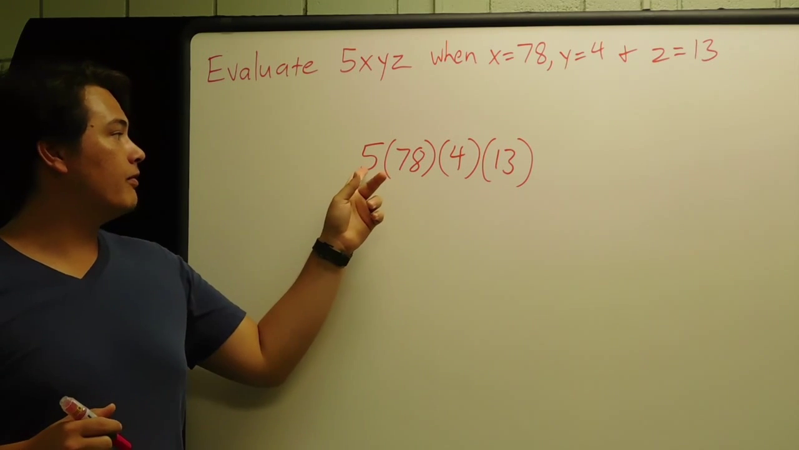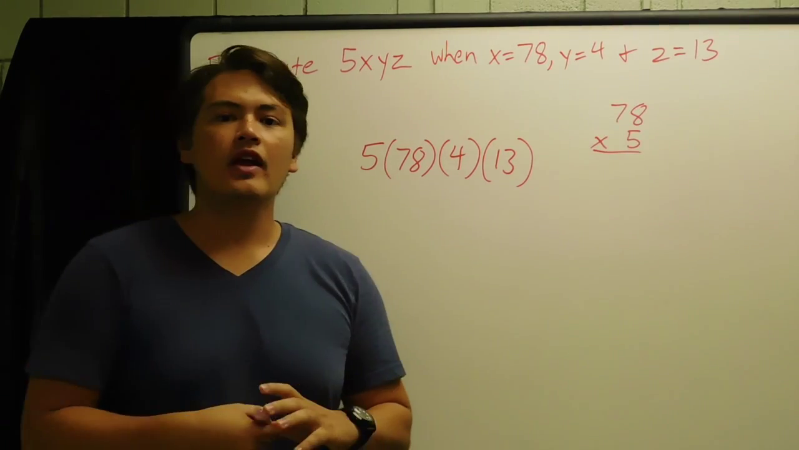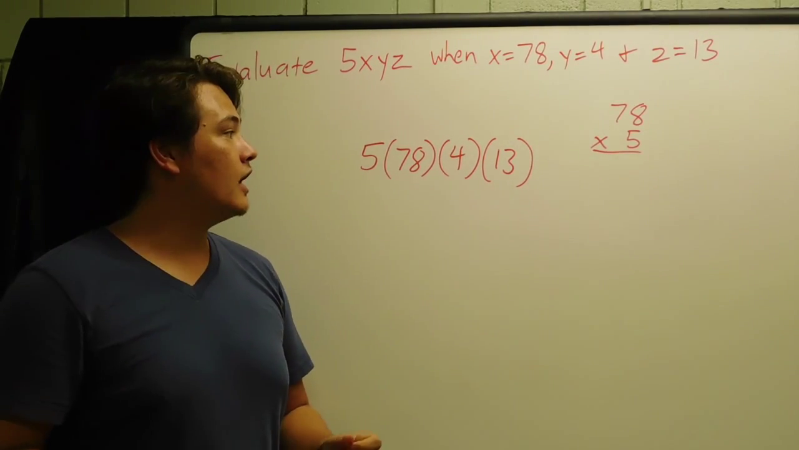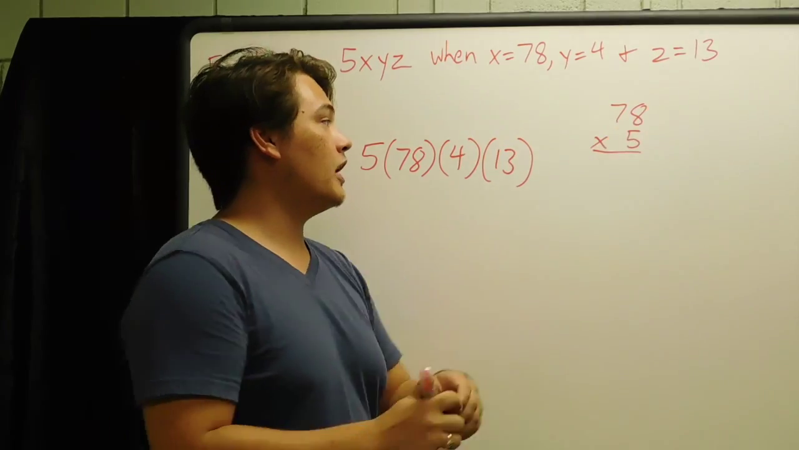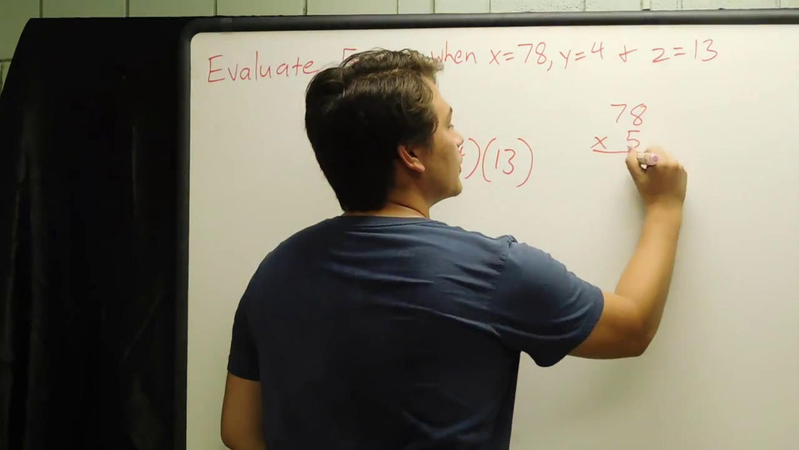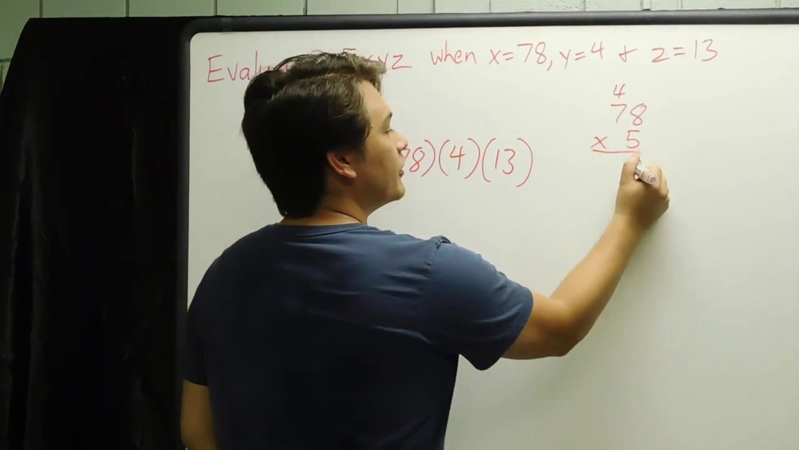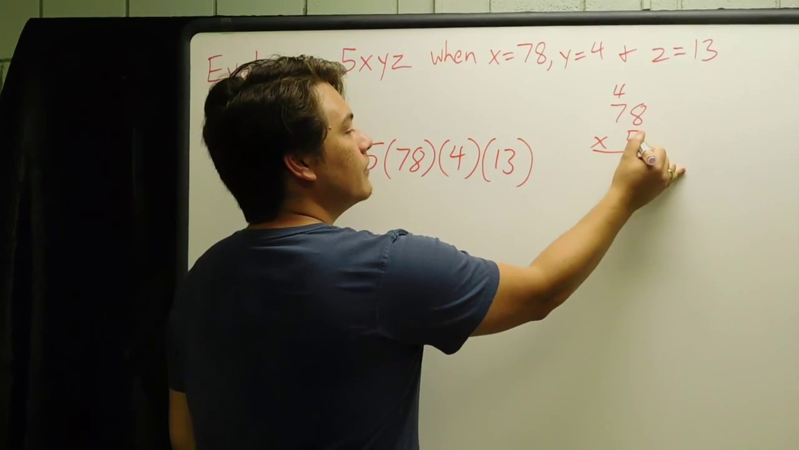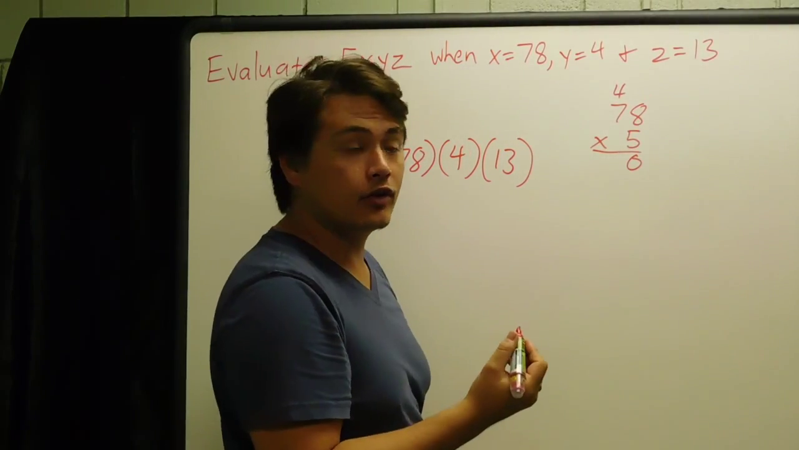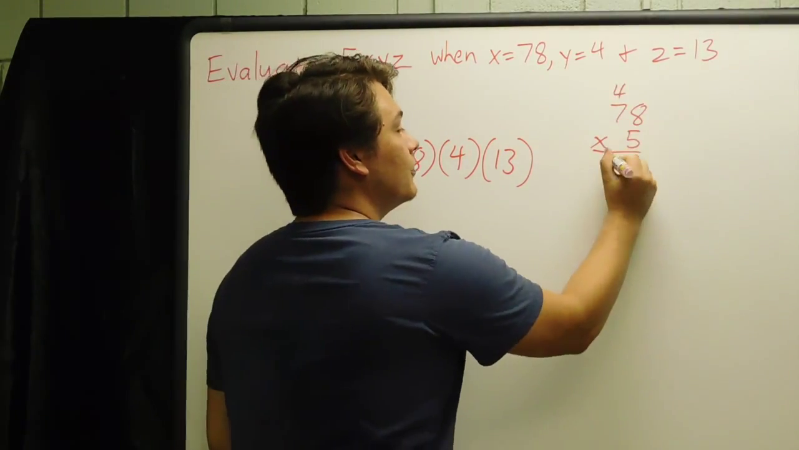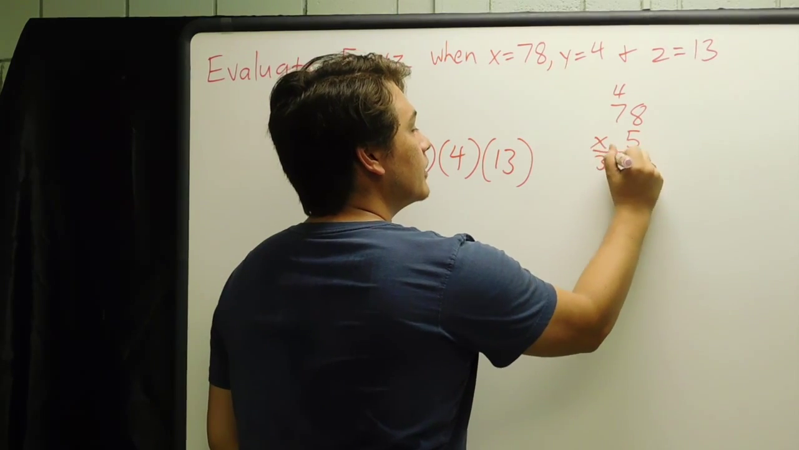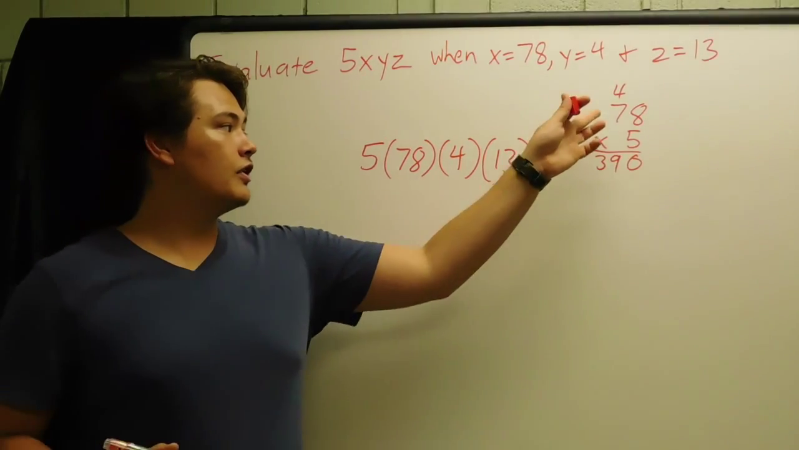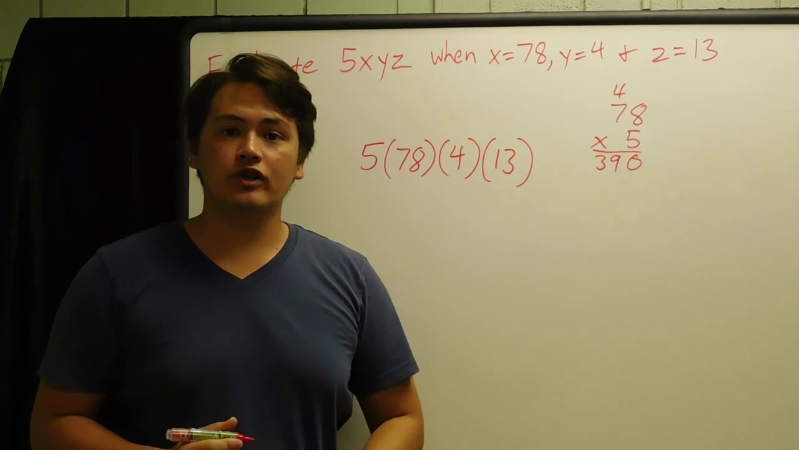So let's start with 5 times 78. So 5 times 78 is going to be 5 times 8, which is going to give us 40. Put the 0 here, put the 4 here. 5 times 7 is going to give us 35, plus 4 is going to give us 39. So 78 times 5 gives us 390.